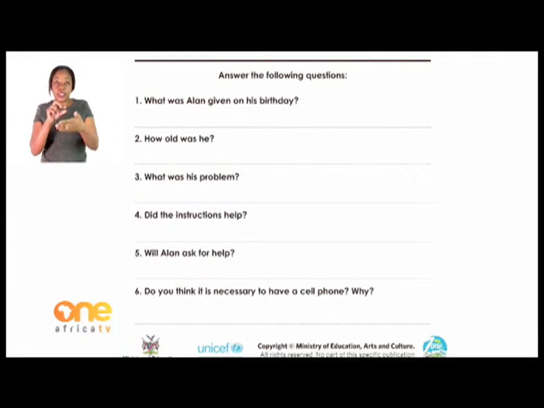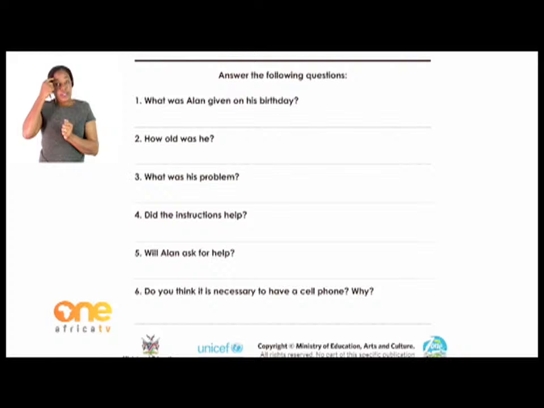Read it again. Number 3, what was his problem? Read it again. Number 4, did the instructions help? Read it again. You will get the answers in the passage. Number 5, will Alan ask for help? Number 6, do you think it is necessary to have a cell phone? And why? Now you have to think and you have to answer this question.